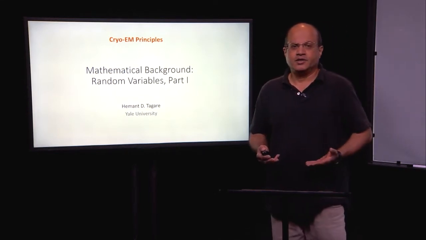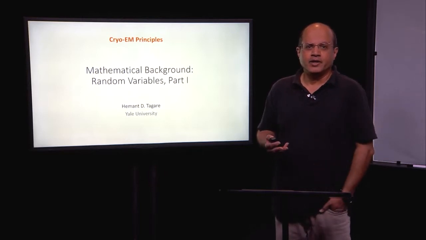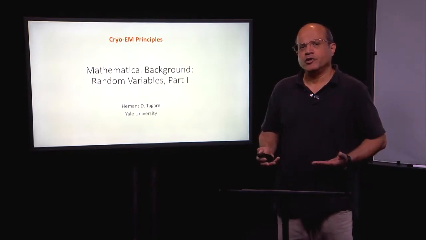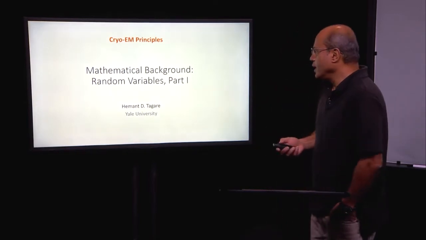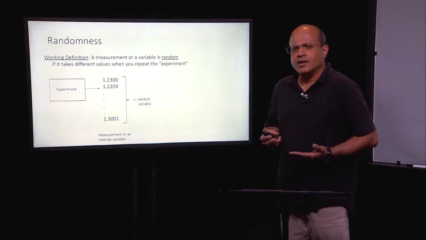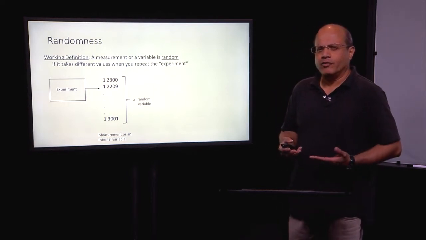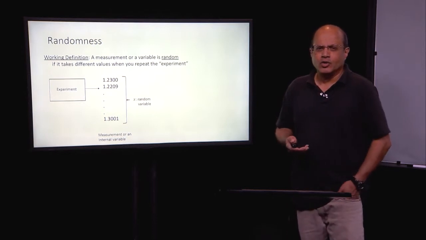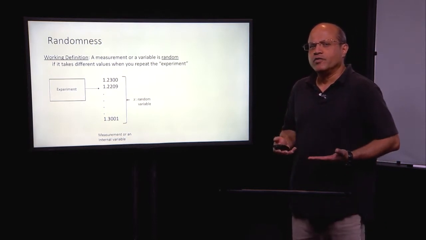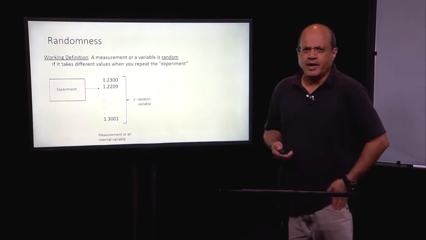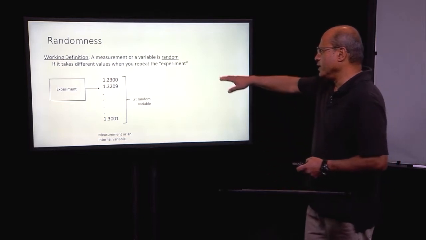So this lecture is going to be about just defining what a random variable is and various associated functions that go with the random variable. So the actual formal definition of a random variable or of randomness is quite complicated. So I'm not going to go through the formal definition. We'll just intuitively try to understand what randomness is. So our working definition of randomness is something like this.